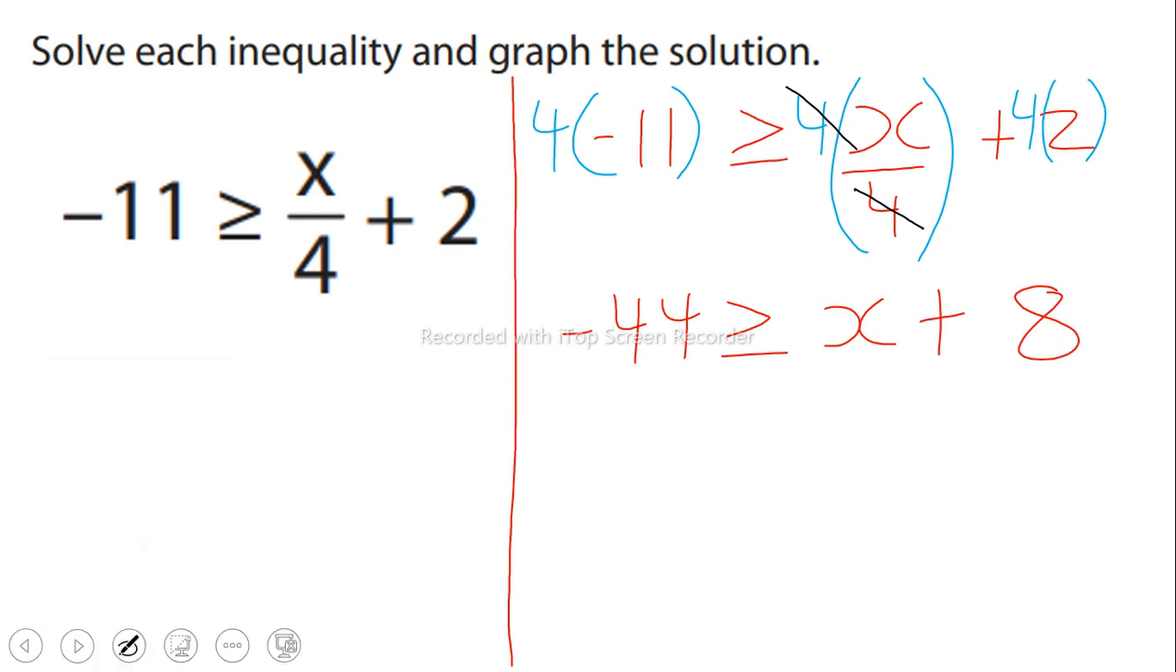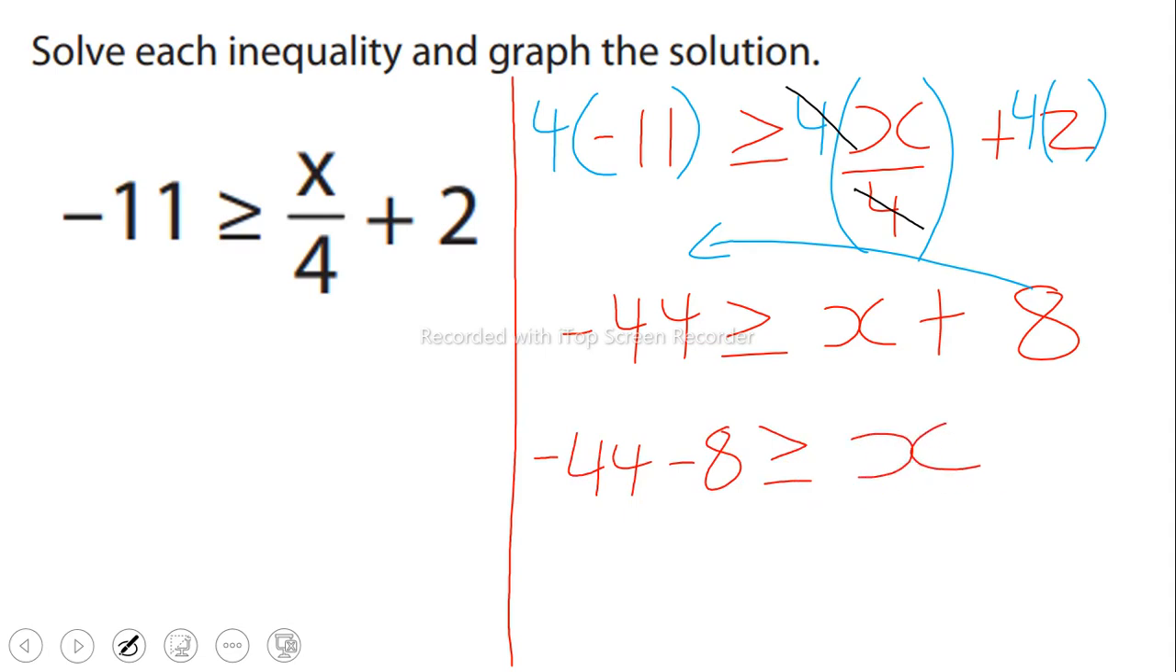And so yeah, the next thing that we do, what are we going to do here at this point? Carry the 8 over to the other side. Very good. Why do we carry the 8 over? So the x can be by itself. Definitely. So it's going to be negative 44 minus 8 is greater than x. And then what do we do at this point?